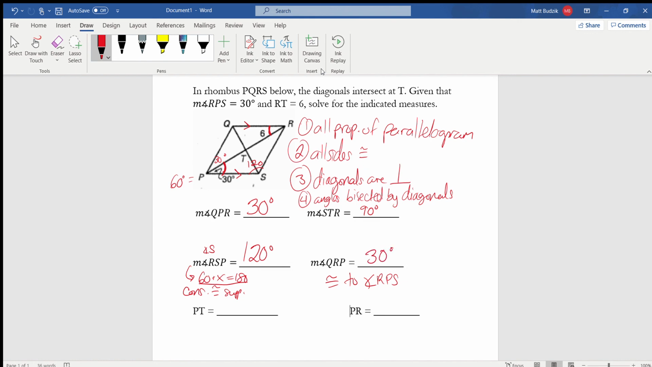Okay, angles are done, so let's get to the sides, or the lengths. So we have PT, that's 120, we got that's 30. Wonderful. Okay, so we are given that RT has a length of 6. So again, same thing, we know the diagonals are bisected. So that means that PT is going to be congruent as well, so PT also has to be 6. And then PR, 6 plus 6, gets us 12.